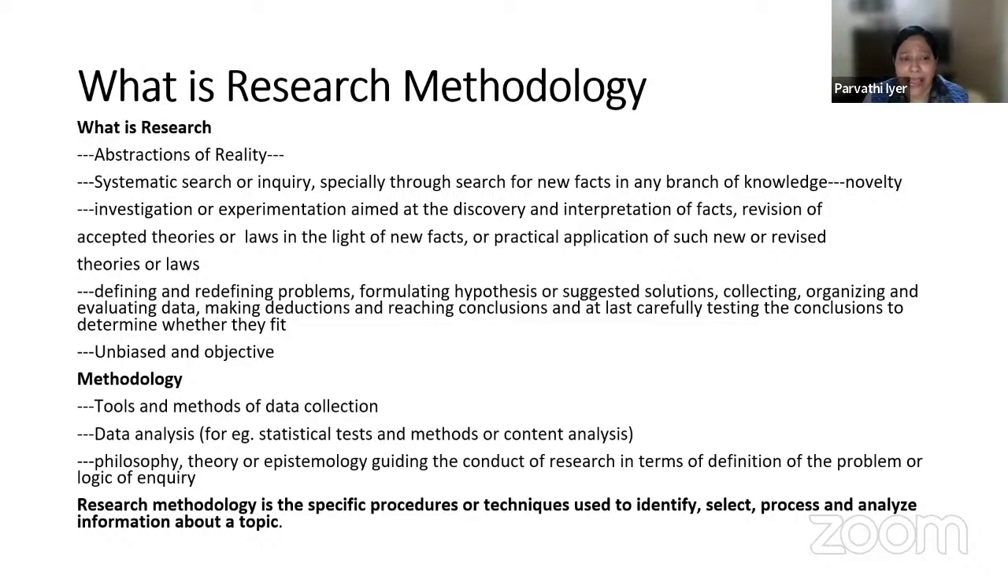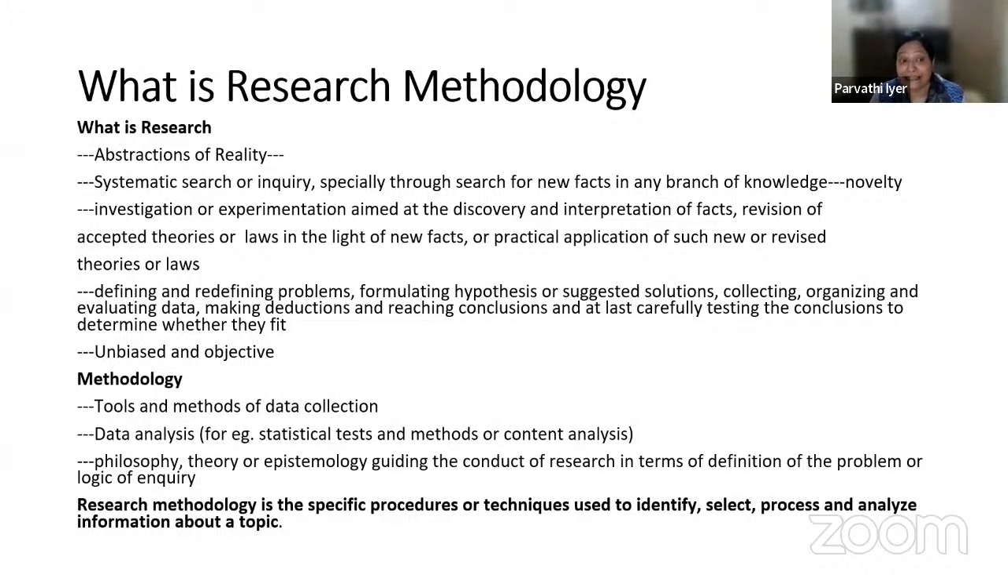Now, an important feature of the research process is that it is supposed to be unbiased and objective. Lack of bias means you can't bring your personal preferences or predilections into the research process, and you are supposed to maintain a certain kind of objectivity. That is, you cannot allow your biases and perceptions to interfere with the research process. So roughly, this is how we understand the notion of research.